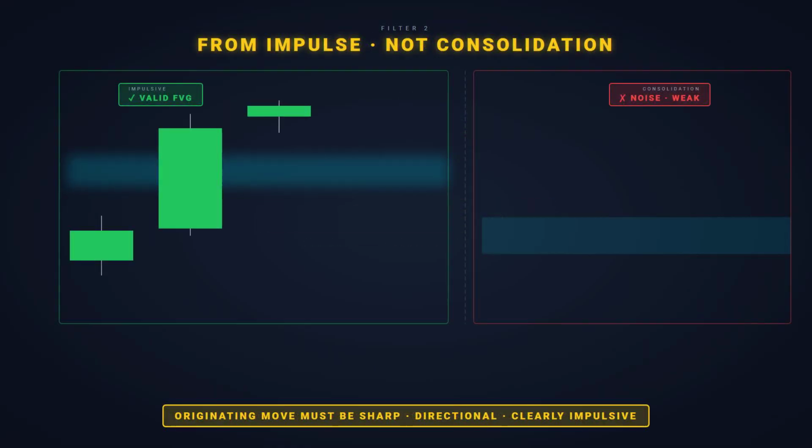Filter 2. The FVG must come from an impulse, not a consolidation. A 3-candle sequence during sideways, choppy price action might technically show a gap between candle 1 and candle 3. But the middle candle's move wasn't driven by a large one-sided order. It was driven by noise. The imbalance is weak. The probability of a meaningful reaction when price returns to it is low. The originating move must be sharp, directional, and clearly impulsive. If you look at the 3-candle sequence and the middle candle doesn't stand out from the surrounding price action, the FVG is not valid.